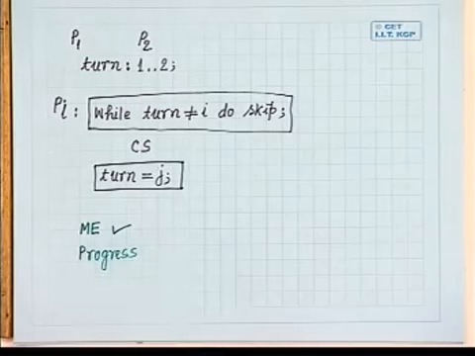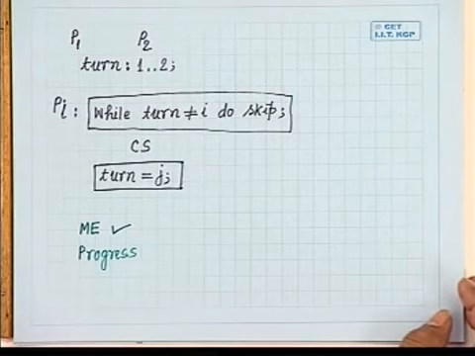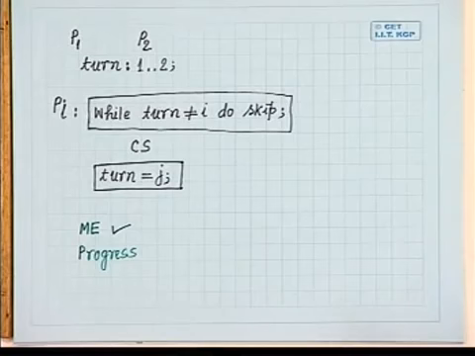In the progress requirement, we have said that from all the processes who share the same critical section, only a subset of that, if they want to enter the critical section, then the decision about who will enter the critical section should be taken only from the processes who want to enter the critical section. The processes who don't want to enter the critical section should not take part in this decision making process, and this decision must be taken in finite time.